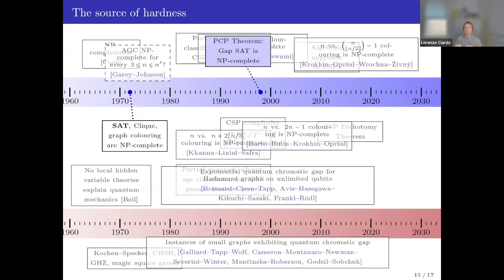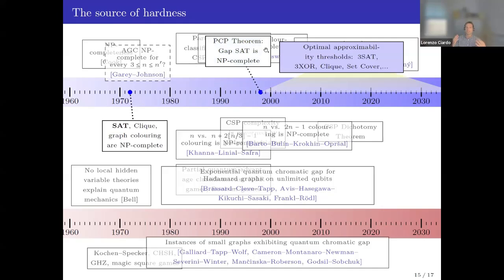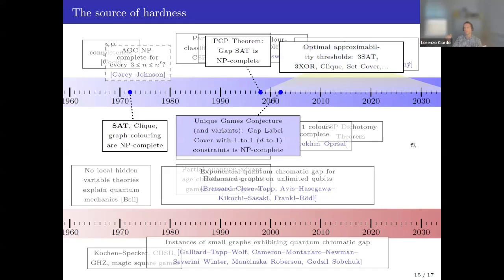And in this theorem, PCP stands for probabilistically checkable proof. But somehow this version here is the one that we are going to need, and it is equivalent to the original version about multi-prover systems. This theorem opened the era of hardness of approximation. It gave us a way to find optimal thresholds at which we can approximate CSPs and other problems. So for example, optimal thresholds were found for 3-SAT or 3-XOR, but also for non-CSPs such as clique and set cover. But for some other problems, the optimal gap was not found.